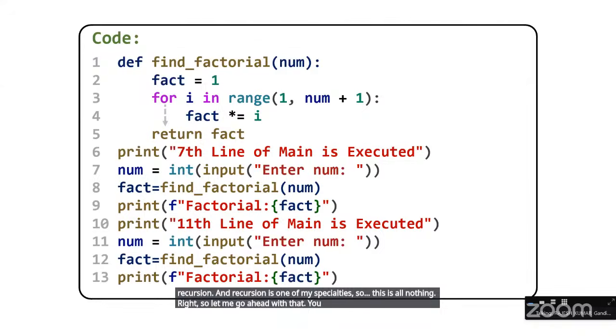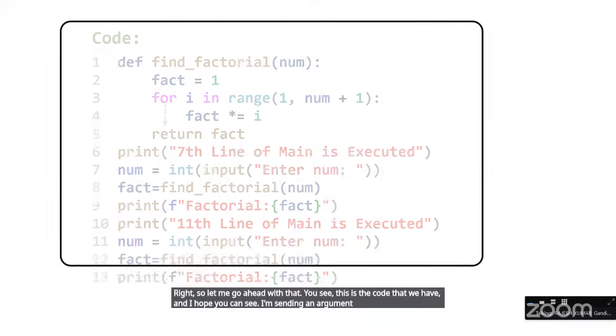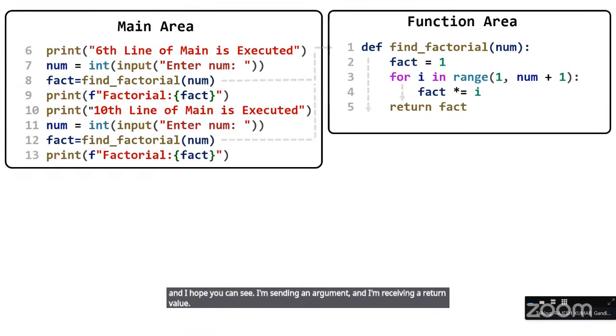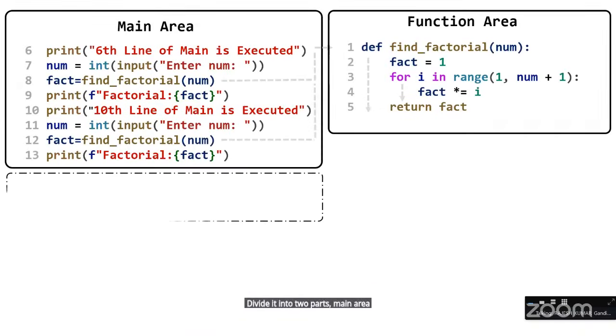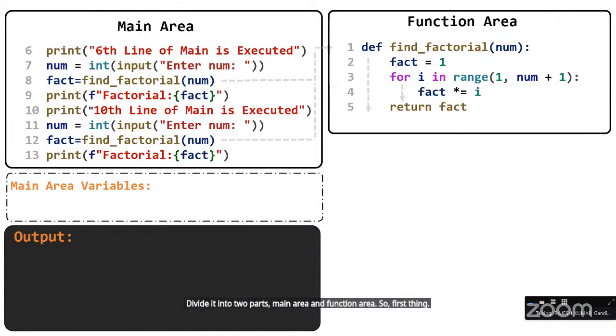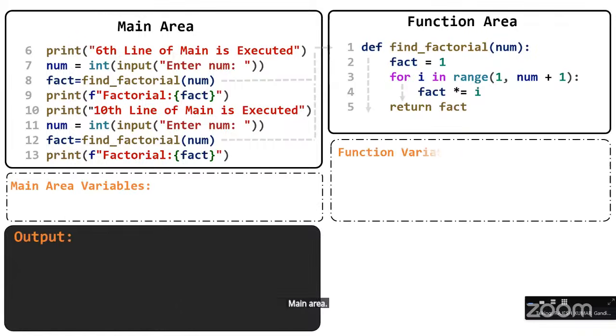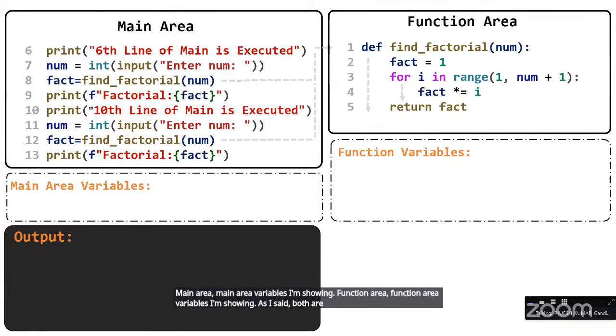You see, this is the code that we have, and I hope you can see I'm sending an argument and I'm receiving a return value. Divide it into two parts, main area and function area. First, main area variables I'm showing, then function area variables. As I said, both are two different worlds. If you observe, in the main, I have something called num. In the function also, I have something called num. So both of them will be different. That's what I wanted to show.